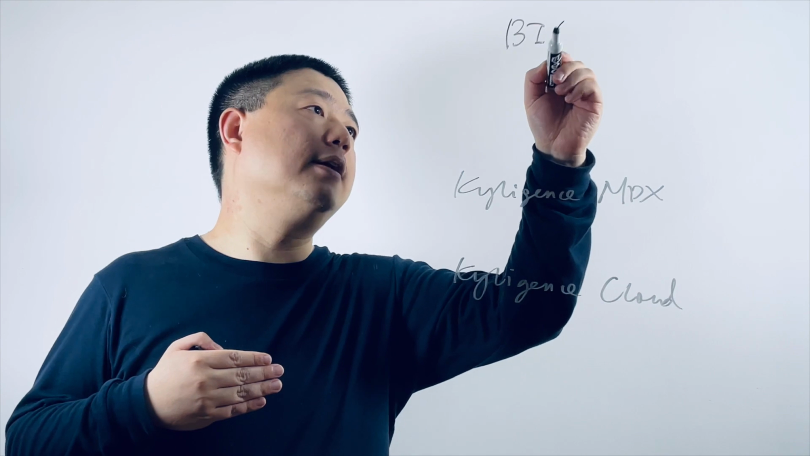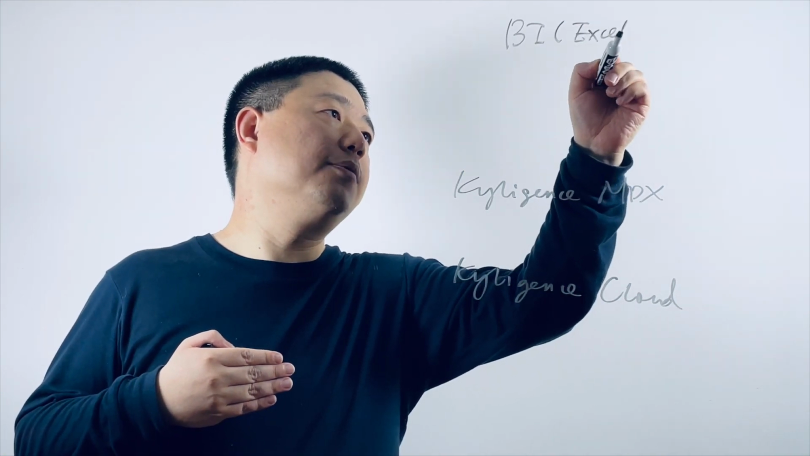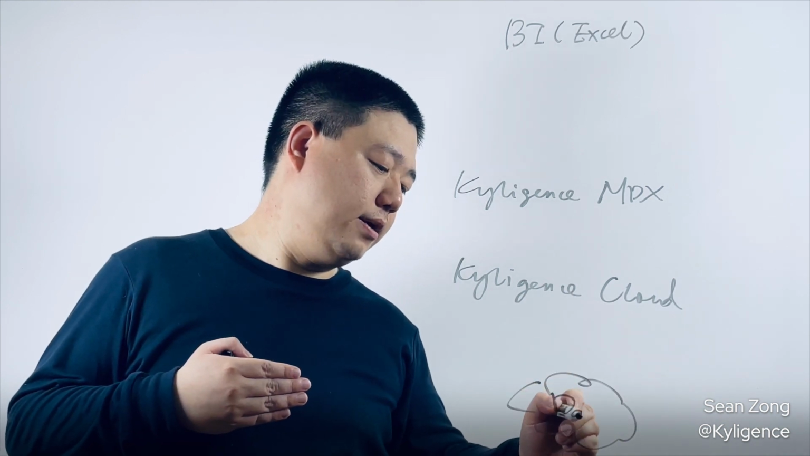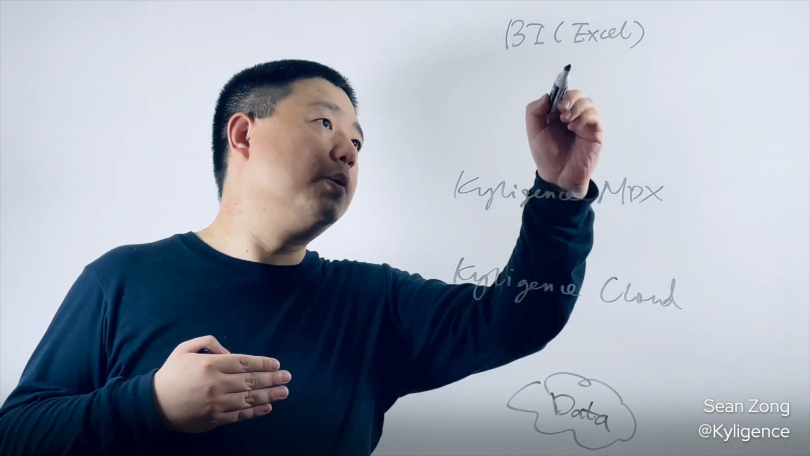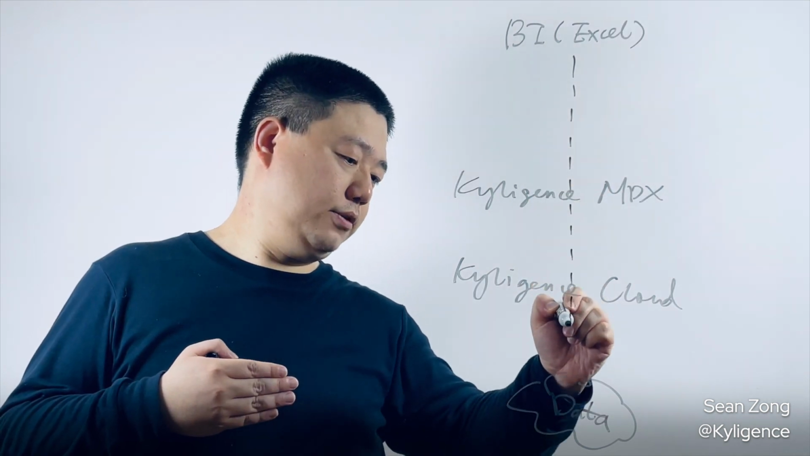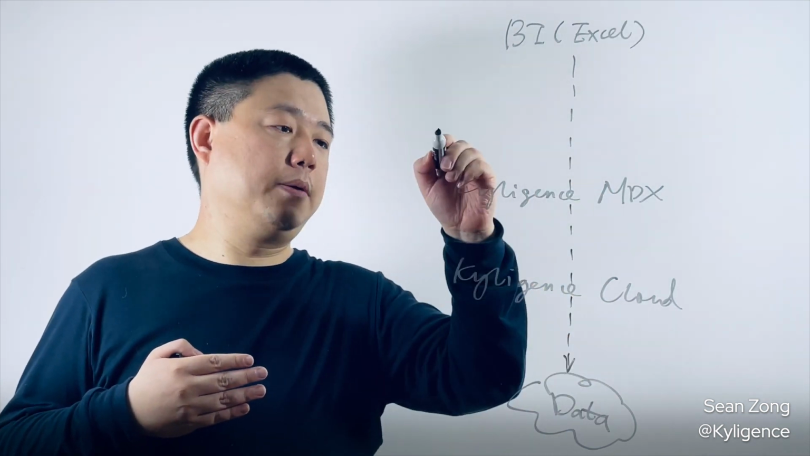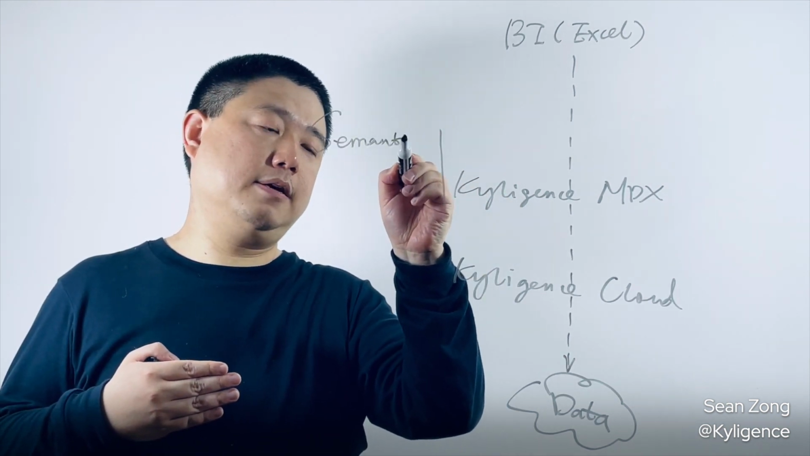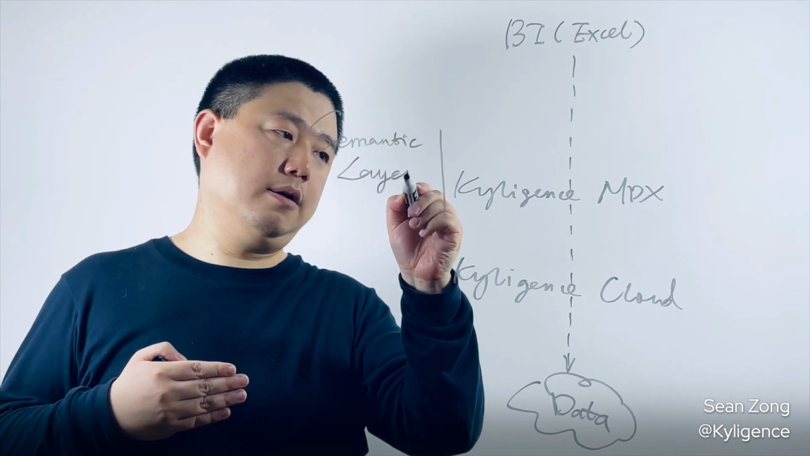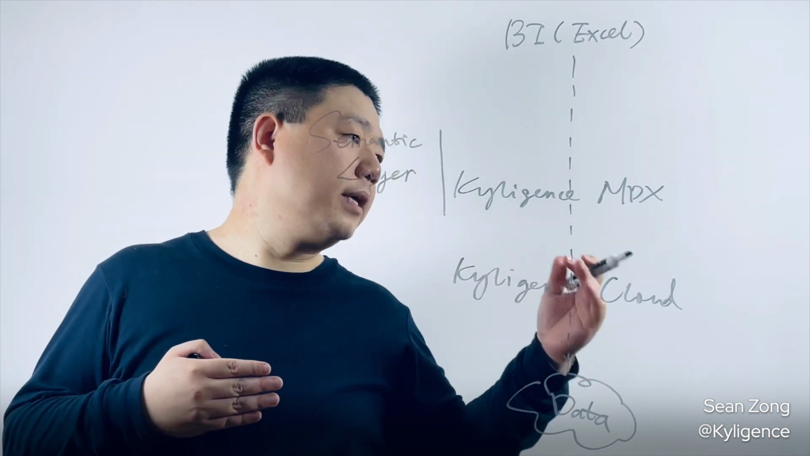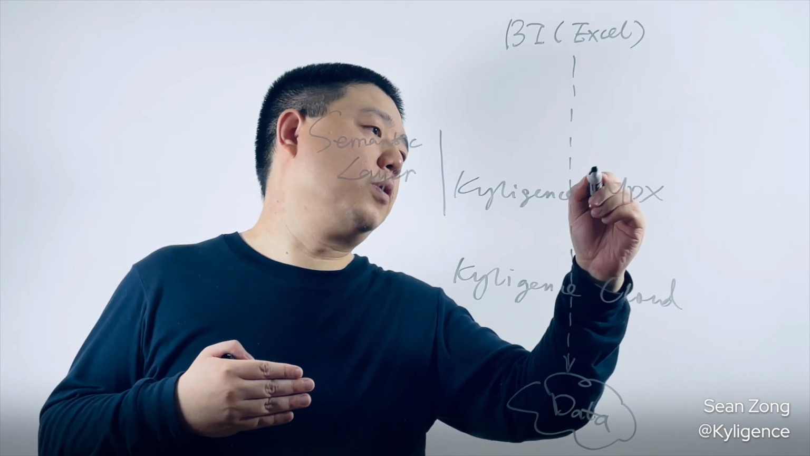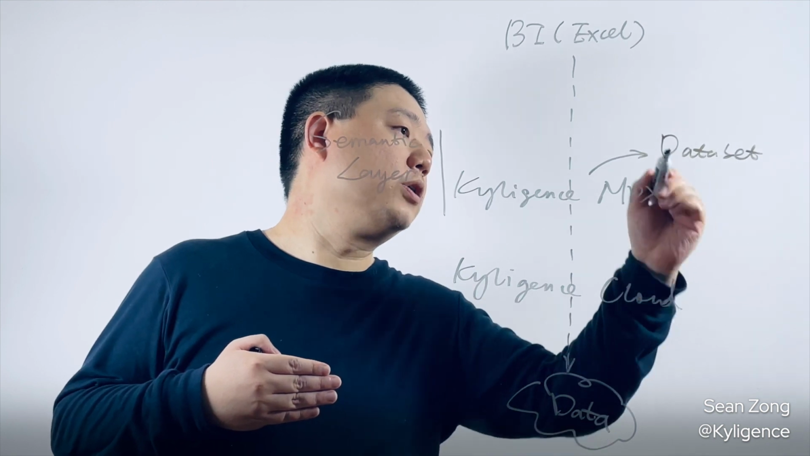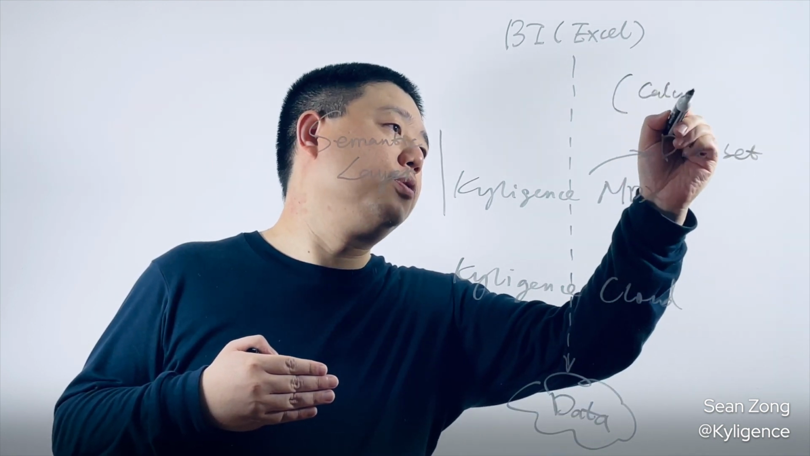So, assuming BI tools such as Excel stand here for business users, and your data is already on the cloud. Our MDX component is deployed just after Excel as a semantic layer and on top of Kyligence Cloud, to bring better business-meaningful expression through the MDX dataset, the most prominent of which are calculated measures over the defined model. Let's talk more about it.